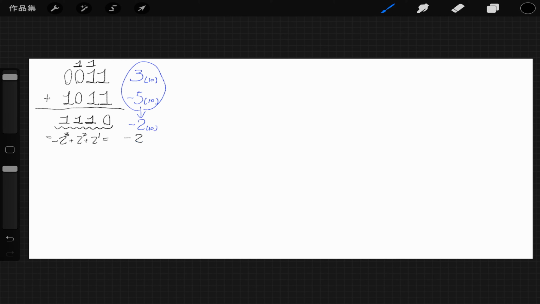So as a general rule, if we add two numbers, where one is positive and the other is negative, or one is negative and the other is positive, we don't have to worry about overflow, because this is not going to happen, since the two numbers will cancel out each other's value. Now let's move on to cases where overflow is possible.